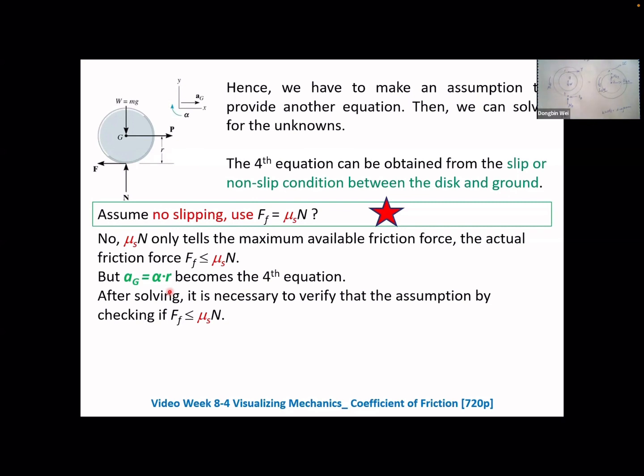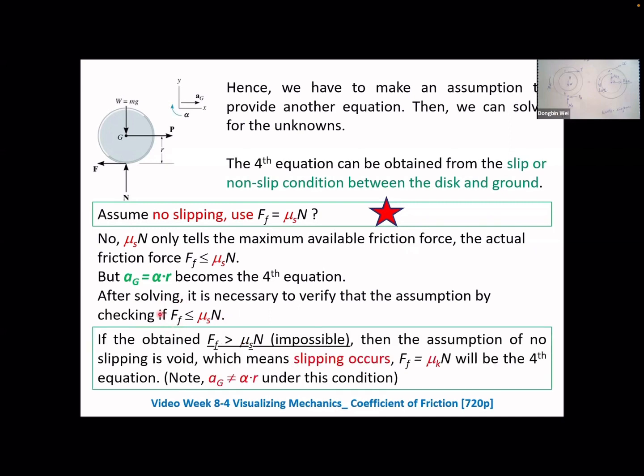But because you have already made an assumption, you must verify this assumption. You must check the friction force you get. If this friction force is equal or less than the maximum available static friction force, then it's okay. But if you find the friction force you work out is larger than the maximum available static friction force, then this situation is impossible. So that means initially your assumption of no slipping is wrong, and slipping must occur in that problem.